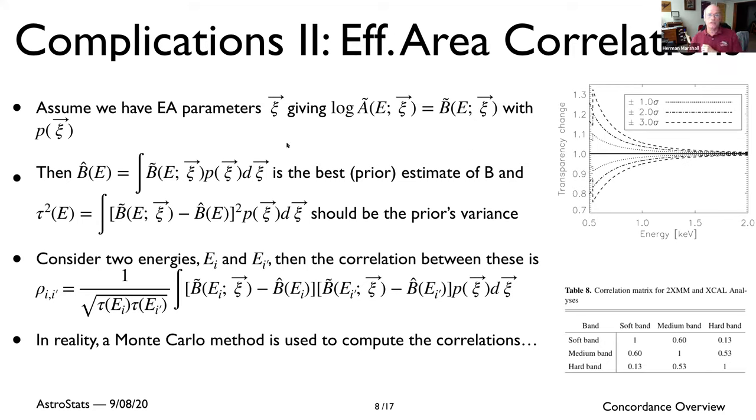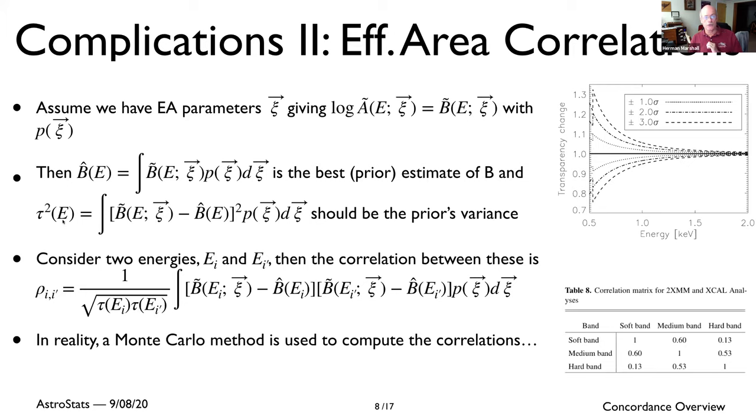So we can try to quantify this by saying that we have some parameters of the effective area model for a given instrument. And again, we are transforming to the log, so all this stuff is done in this so-called B space, the log of the area. So there are these parameters and a probability distribution for all these parameters. Technically, you can just write that the best effective area, or best log of the effective area, is just the integral over this probability distribution for all these instrument parameters. And that will give you the best area that you want to use.